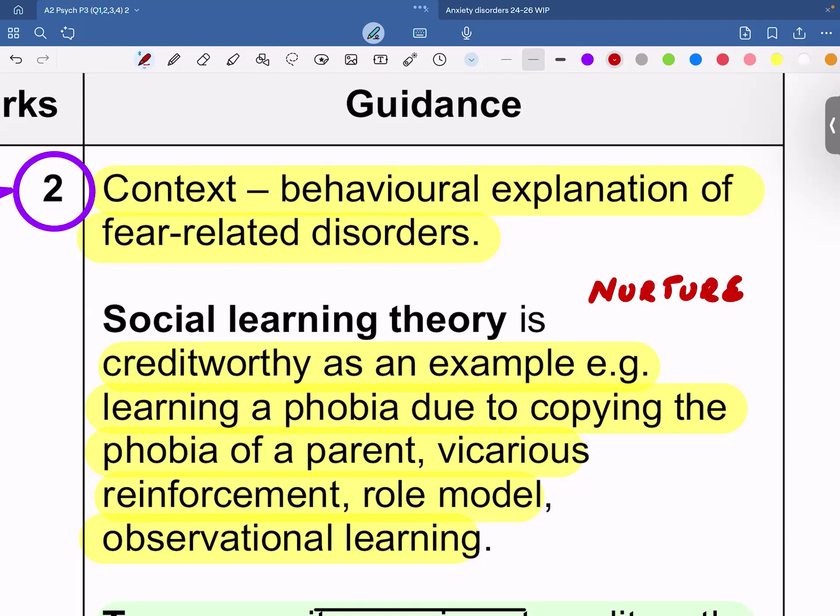So social learning theory is creditworthy. If you write down about social learning theory, that would be considered creditworthy. As an example, learning a phobia due to copying the phobia of a parent: vicarious reinforcement, role model, or observational learning. Now, let's just pick up the vicarious reinforcement part. What exactly is vicarious reinforcement?